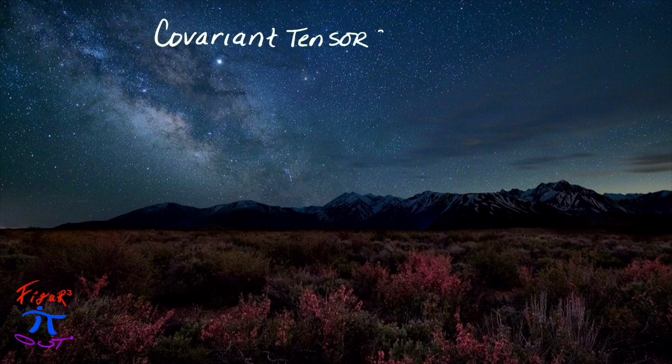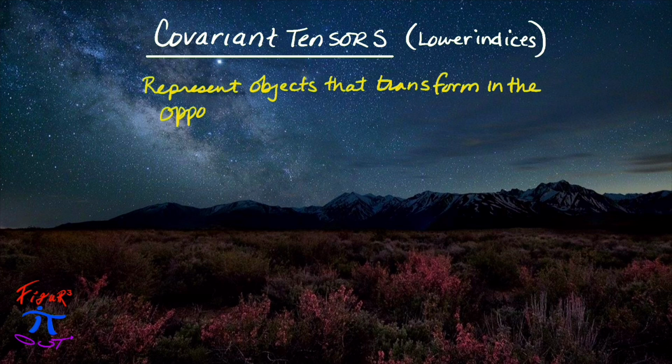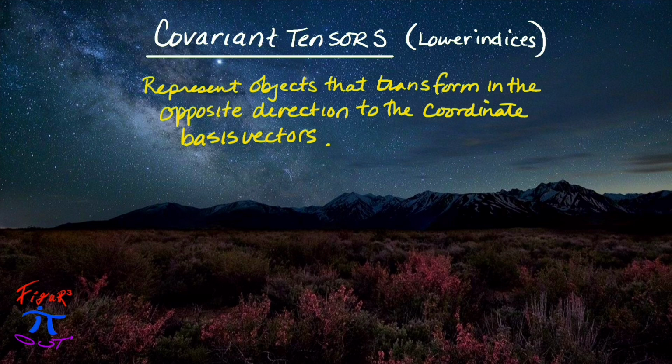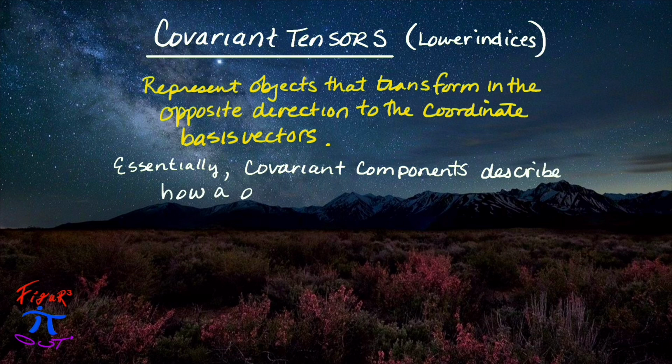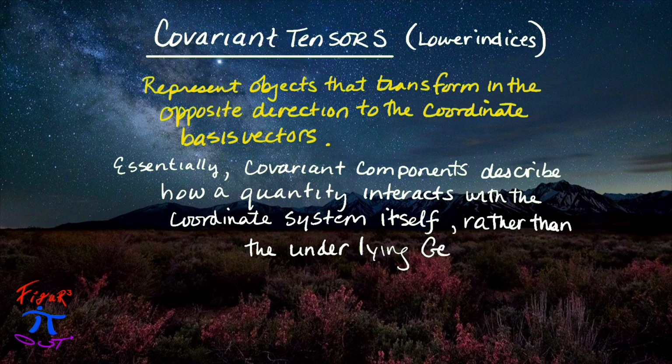Covariant tensors with lower indices. They represent objects that transform in the opposite direction to the coordinate basis vectors. Essentially, covariant components describe how a quantity interacts with the coordinate system itself, rather than the underlying geometry.